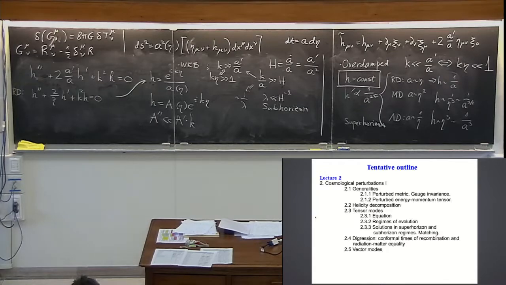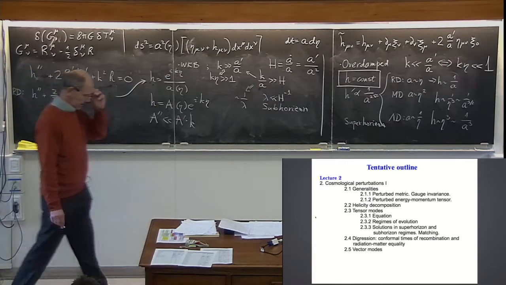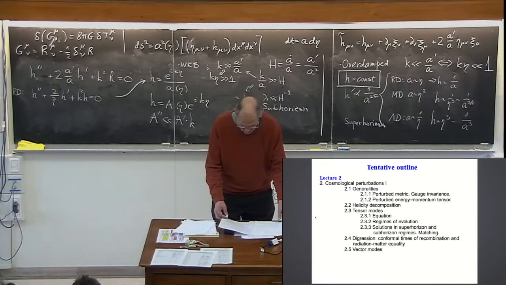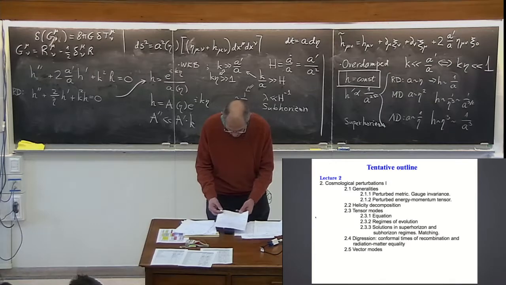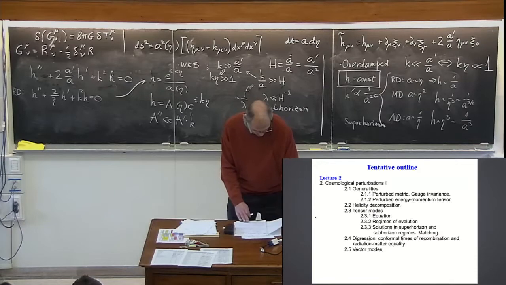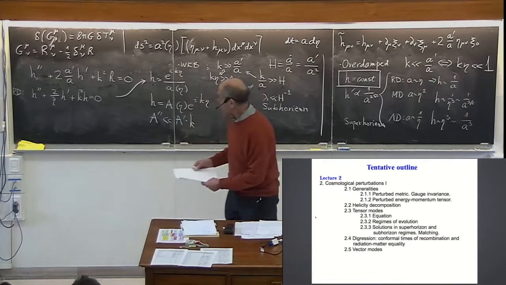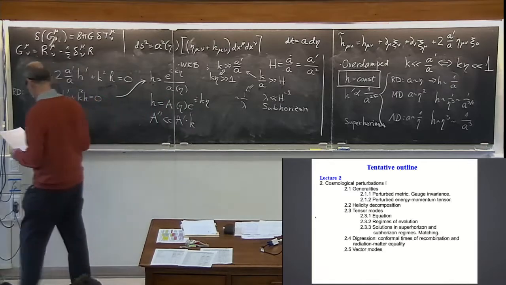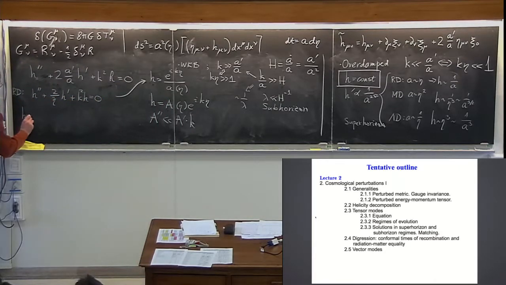After you are subhorizon. So in this case, the solution is H at radiation domination. It's the initial value Hi, which is the initial condition. I'm discussing solutions to this equation, but that's another issue.